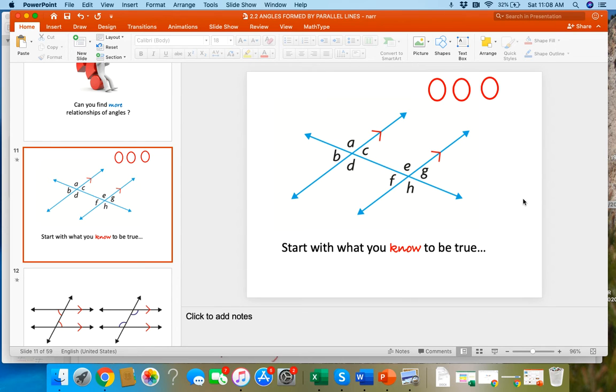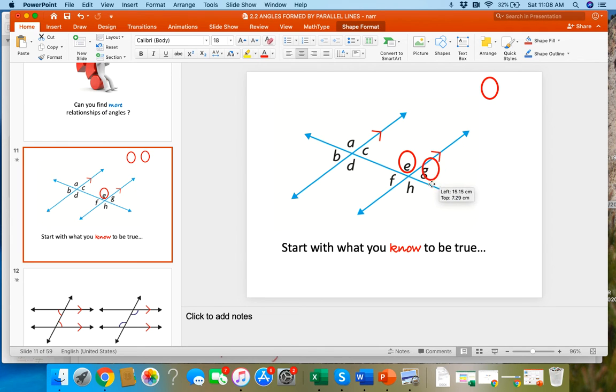Okay, so let's start with what we know. And let's start with the following. Let's say that I move this over and say, okay, angle E over here. What do you know about angle E and angle H? Well, we know that they are vertical angles, so that they are actually the same.